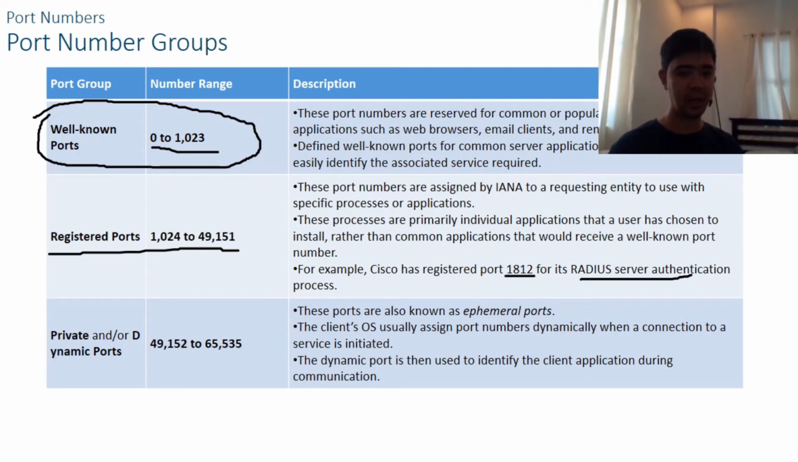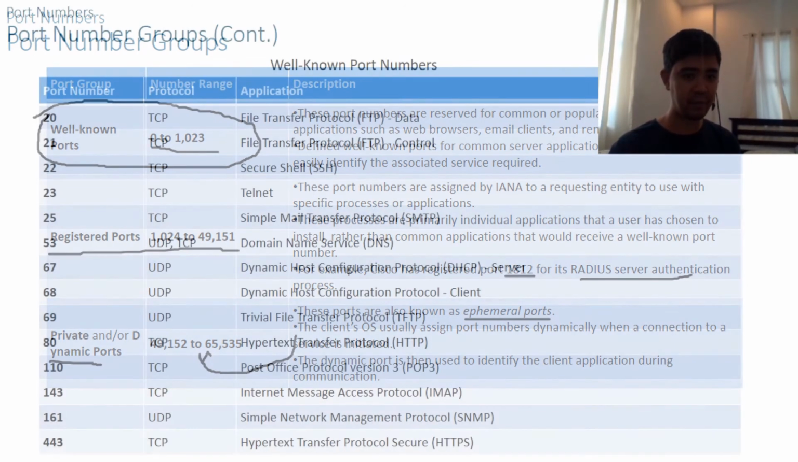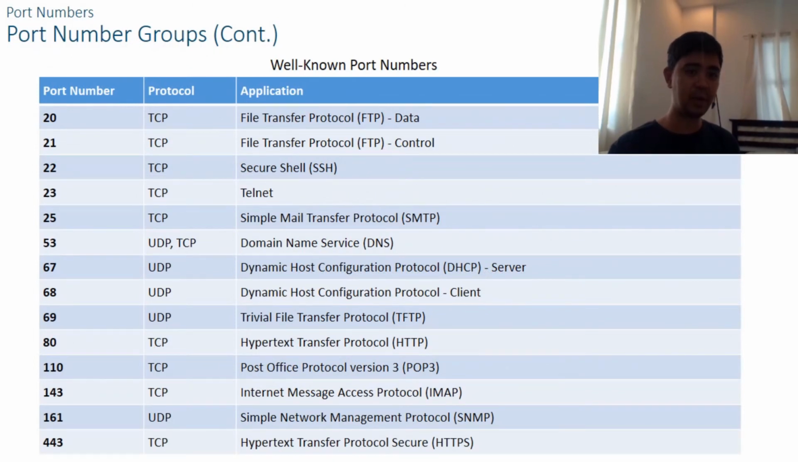And then we have the private or dynamic ports, also known as ephemeral ports. When an operating system initiates a connection, it will assign a port number, and usually it is in the range of the private or dynamic ports. That is in the range of 49152 to 65535. So these are the port numbers.